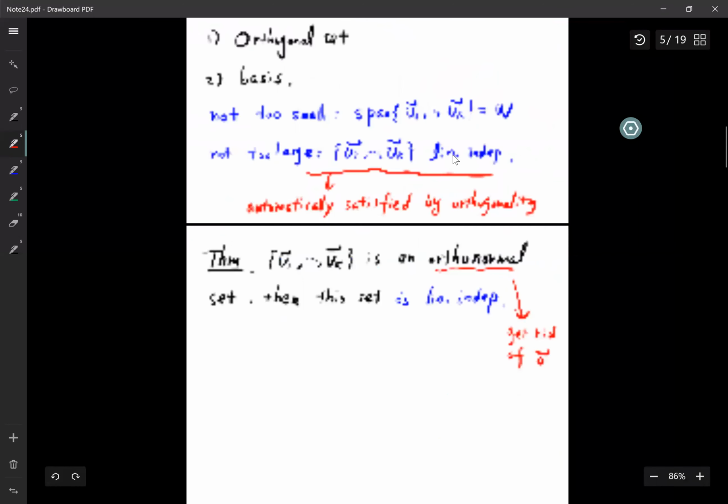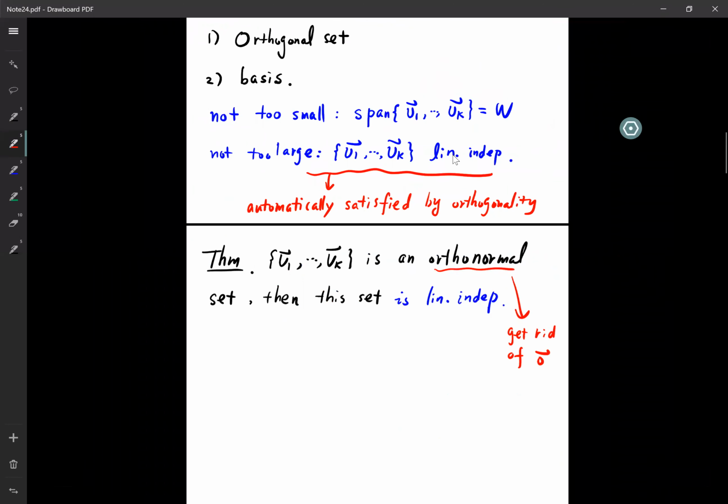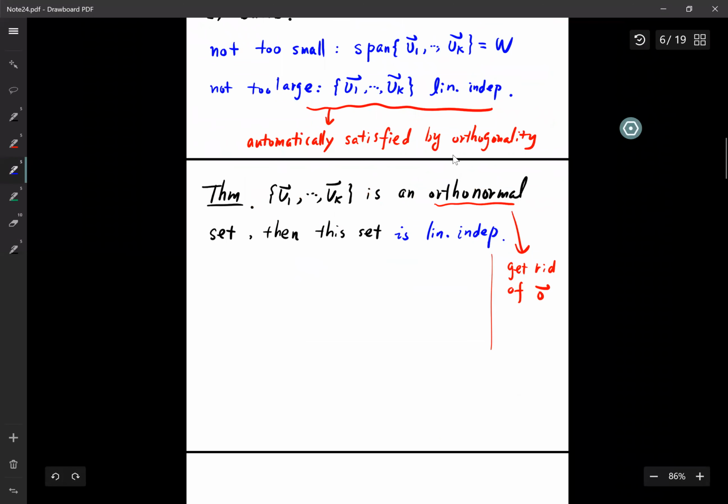So this definitely works for orthogonal sets. And I say orthonormal just to make sure that none of them is zero. Any other question? Proof?